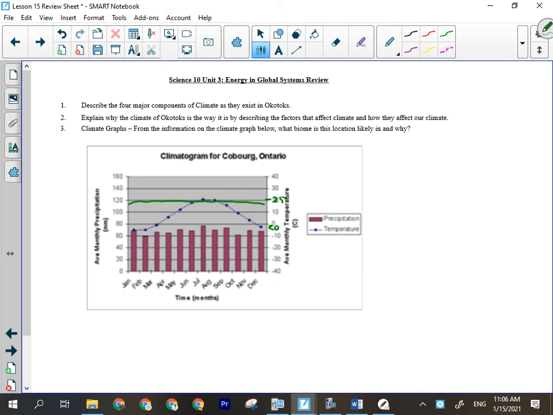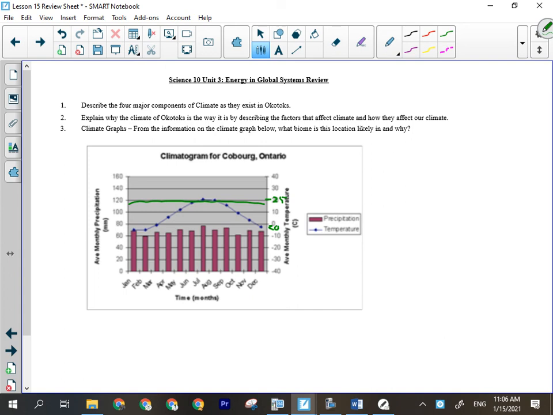Same with the precipitation bars. This could be a tropical rainforest until I look at what the actual numbers are for precipitation. This is 60 millimeters to 80 millimeters, whereas in a tropical rainforest, those bars would be at 200 millimeters. So look at the scale. The scale's important.